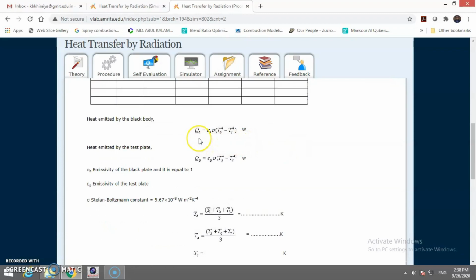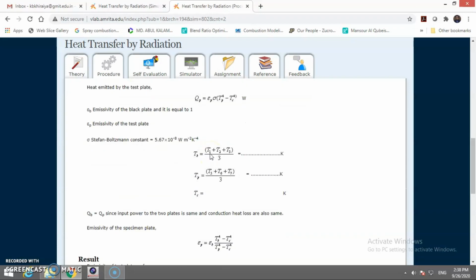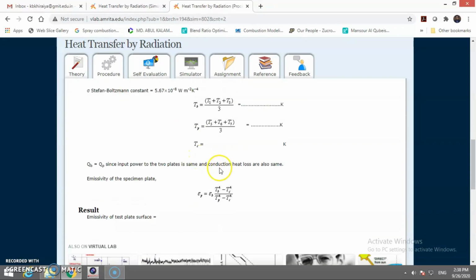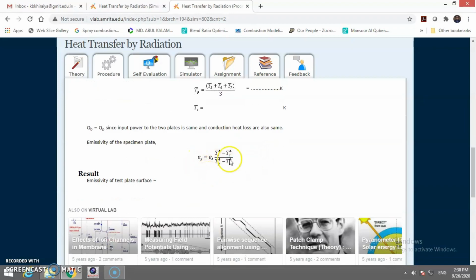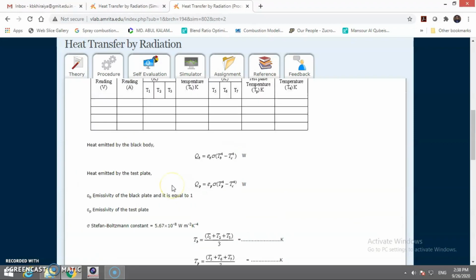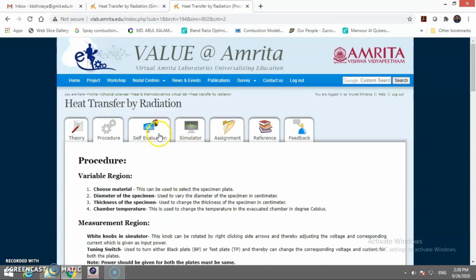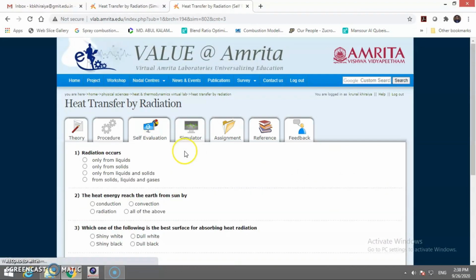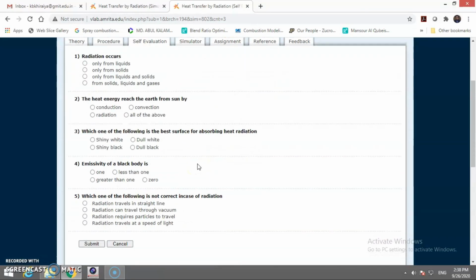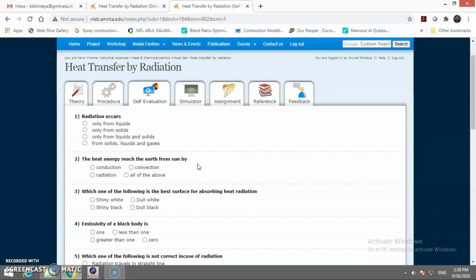Then for the calculations, first of all we calculate QB, then QP. Now we know the emissivity of the black surface is 1, so sigma B is 1. Then using the Stefan-Boltzmann constant and the various temperatures, and using this formula, we can calculate the emissivity of the test plate. Now there is also a self-evaluation. In the self-evaluation, students can answer 5 different basic questions, and your knowledge will be checked before the simulator. Now we are moving towards the simulator.